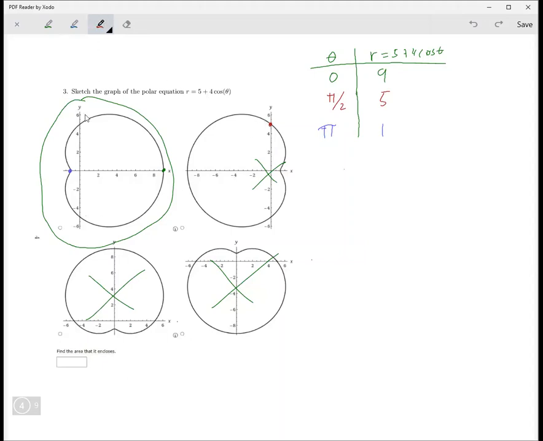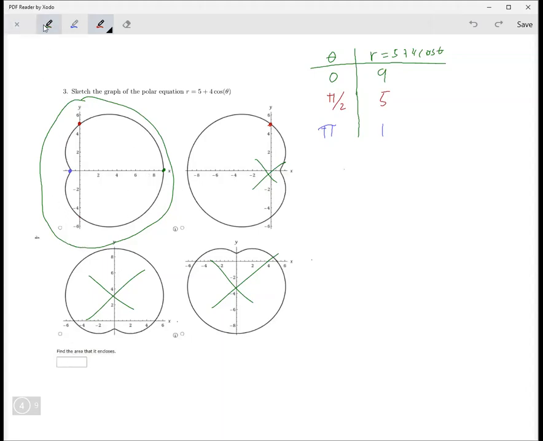Wait, what am I doing? This is this one. That one point is correct, but this graph is wrong. So it's this, and then at pi, it's at 1 because this distance is 1. And then if we go to 3 pi over 2, then that's going to be 0 also. So it's at 5 right here. Okay, so it's this first graph right here.